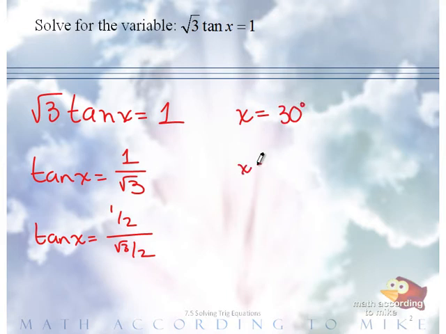However, in math, two negatives make a positive. So that's another option. So for what value of x is sine of x negative 1 half and cosine of x negative radical 3 over 2? 210 degrees.